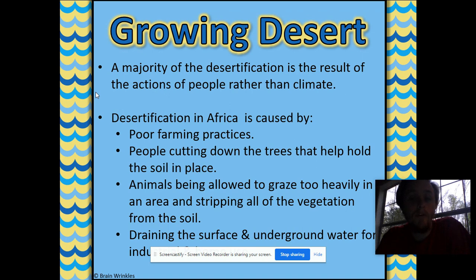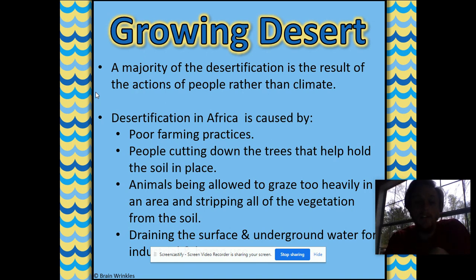So the first one is poor farming practices. The second one is people cutting down trees that should help hold the soil in place, so erosion, and that goes back to the whole deforestation and logging. Third, animals being allowed to graze too heavily in an area and stripping the vegetation from the soil. So they're allowing the animals to basically eat all of the grass, and now that there's no grass left, it's becoming a desert.